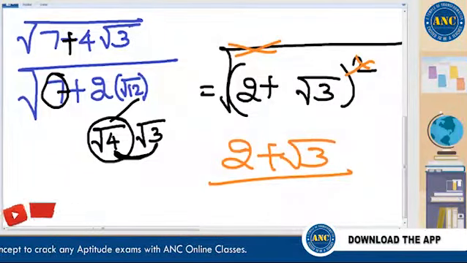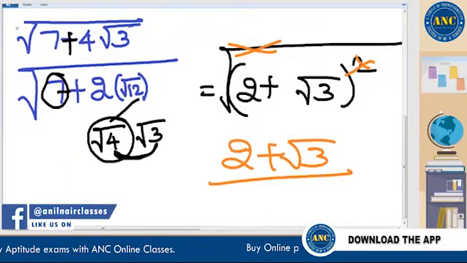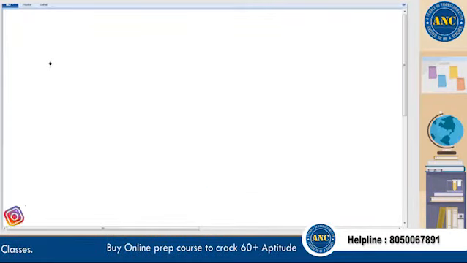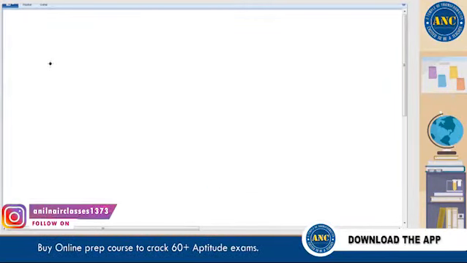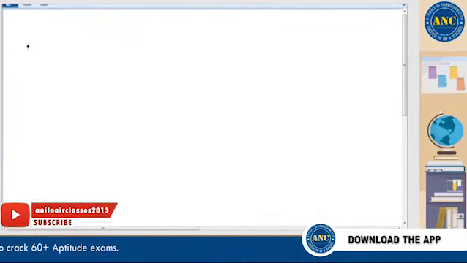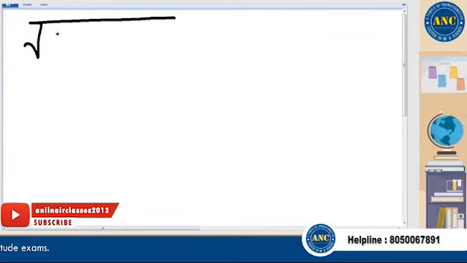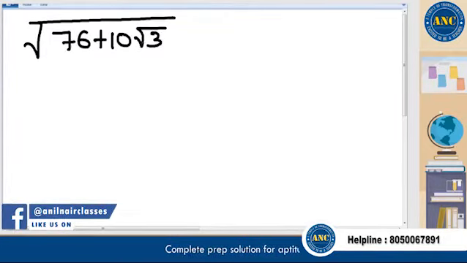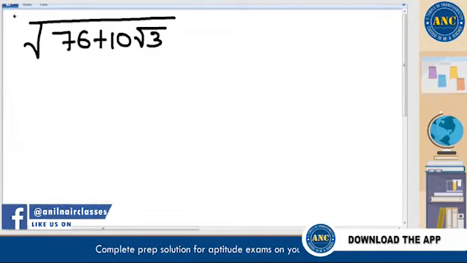Next, 4th question of this particular model. Fourth question. Listen carefully, sir. Your question is, square root of 76 plus 10 root 3.